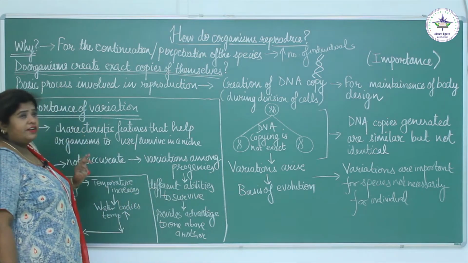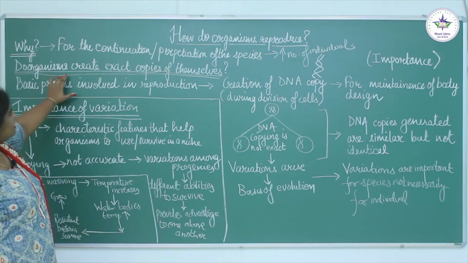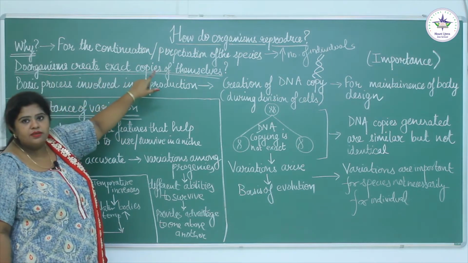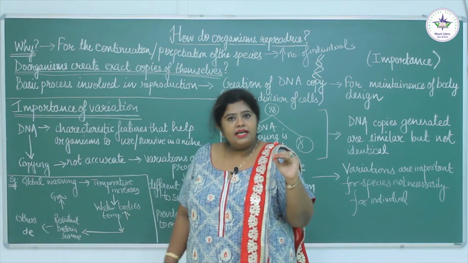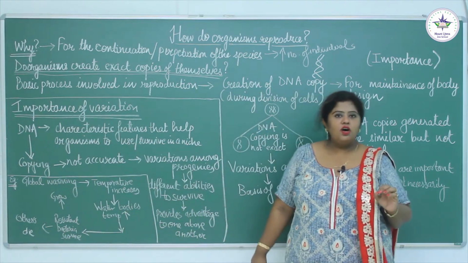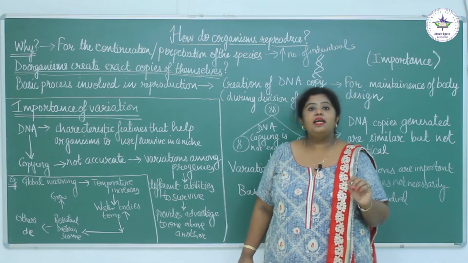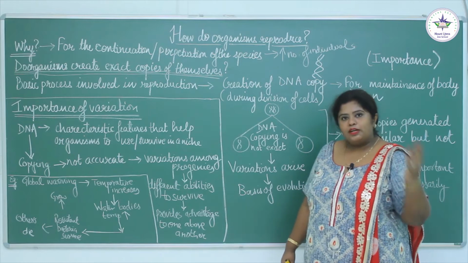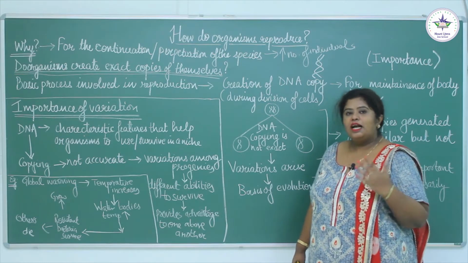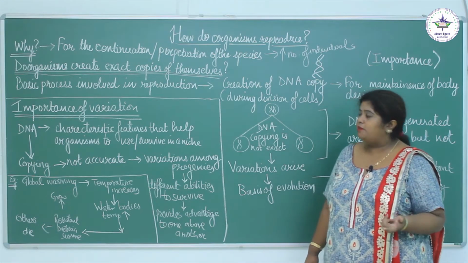The next question arises: do organisms create exact copies of themselves? Is it possible that exact copies are produced? Just now I have told that during reproduction there is the maintenance of the body design. Let's go back to class 9th and see what actually happens when an organism reproduces.